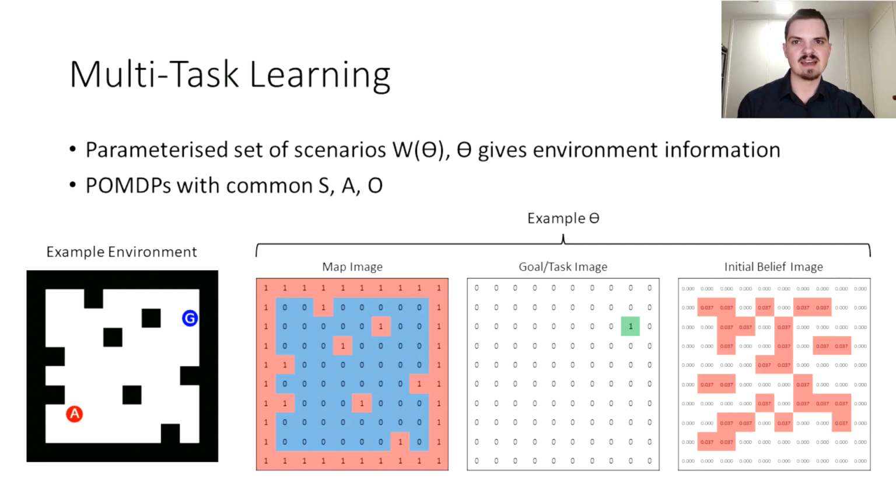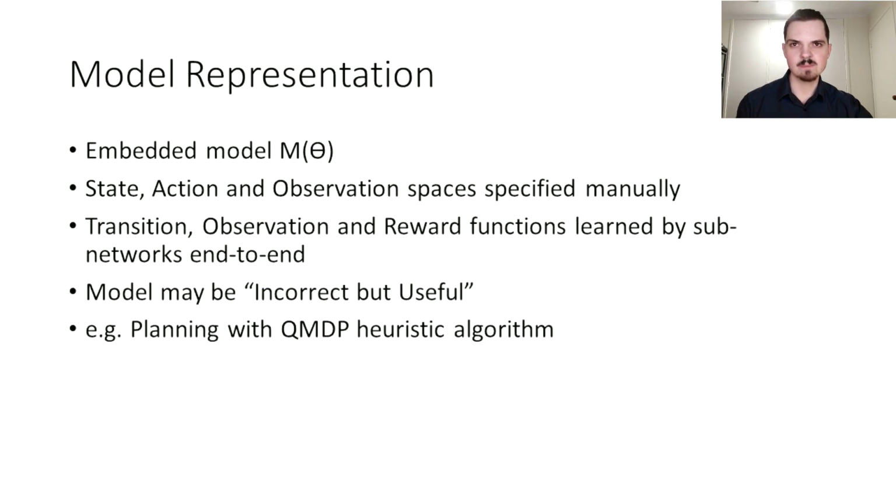The problems of deciding how to act in the various scenarios in W theta are defined as QMDPs with a common state space S, action space A, and observation space O, but without a priori known transition, action, and observation functions. We assume the neural network for solving the above problem embeds an internal model M theta consisting of a state space, action space, and observation space, which are specified manually, and a transition function, observation function, and reward function, which are represented by subnetworks which are trained end-to-end to maximize policy performance.